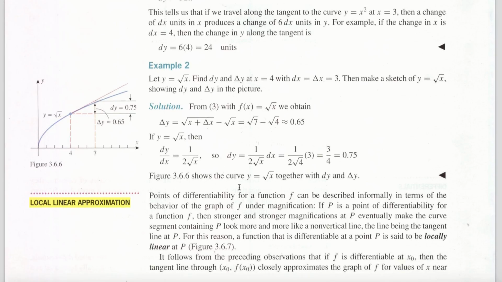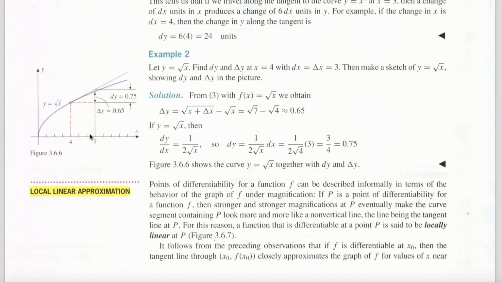Okay. First, let's find delta y, which is the square root of x plus delta x minus the square root of x. Well, we know the change in x is 3 and x is 4, so this can be easily calculated. That's the square root of 7 minus the square root of 4, which is 0.65. Now, dy dx can be written as this, so therefore differential y is 1 over 2 square root of x times dx. Plug in the values that we know, and we get 0.75.